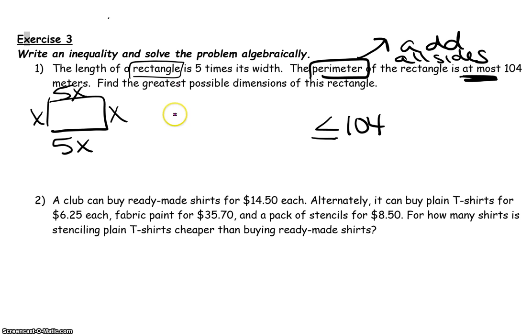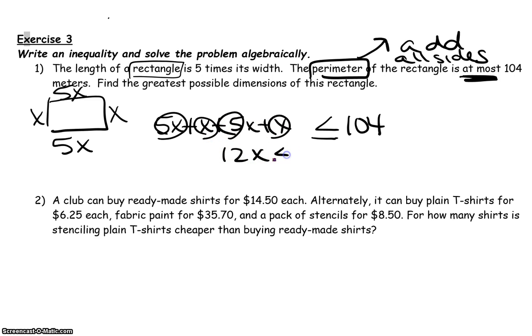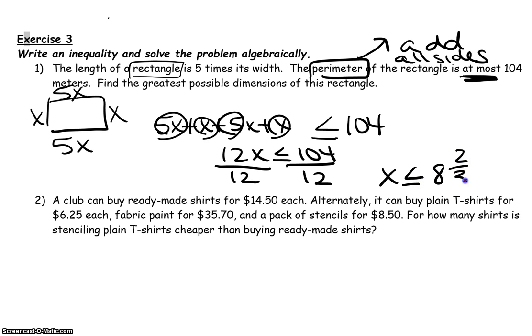Perimeter means add, so I have 5x plus x plus 5x plus x. Because they are all x's, we can combine them: 5, 6, that would be 12x, is less than or equal to 104. Divided by 12, divided by 12. The width has to be 8 2/3. And then to find the length, you would do times 5, and that would be 43 1/3. So go to number 2.